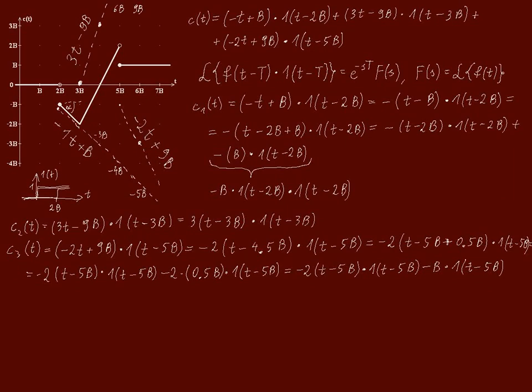Please always pay attention to the letter that the function is defined with and the letter case. Since the function in the time domain was c of t, then the function in the complex domain is c of s. All functions in the time domain are denoted by lowercase letters, and all functions in the domain of the complex variable s are denoted by uppercase letters.